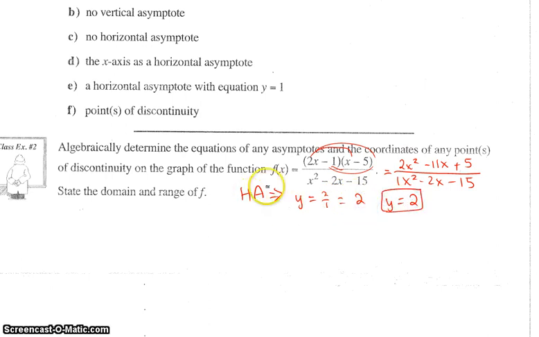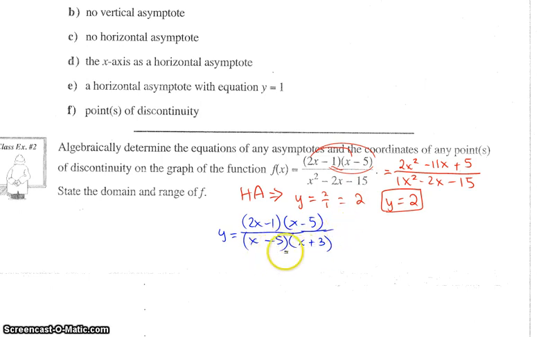Okay, so vertical asymptotes, we're going to have to factor the denominator now. So we'll do that in a different color here. So we'll have 2x minus 1, x minus 5 on top. In the denominator, we have x minus 5 and x plus 3. Two numbers that multiply to negative 15 add to negative 2.